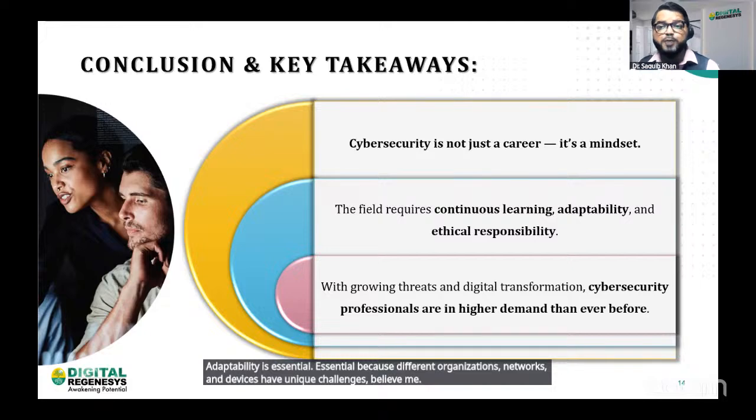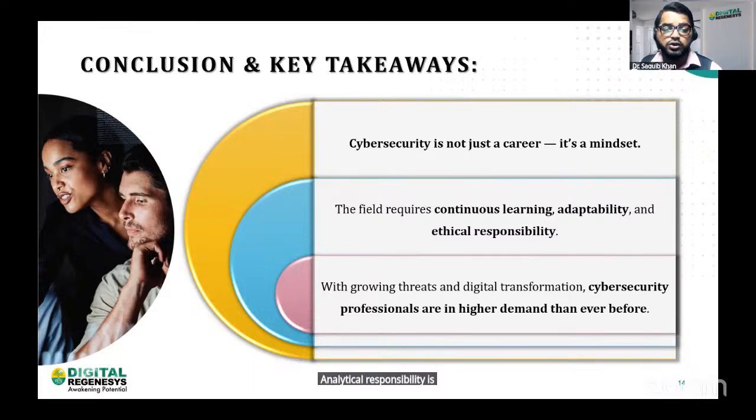And ethical responsibility is crucial. See, cybersecurity is powerful, no doubt, but misuse is illegal and harmful. Hacking without permission, leaking sensitive info is illegal and harmful as well. So professionals must follow laws. Professionals must follow regulations. Professionals must follow ethical guidelines.